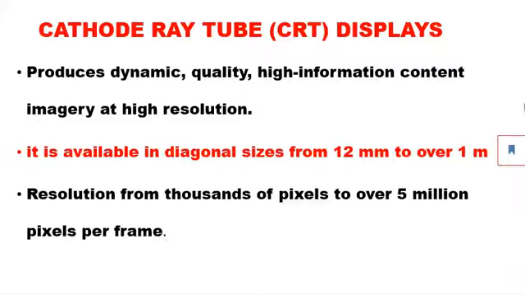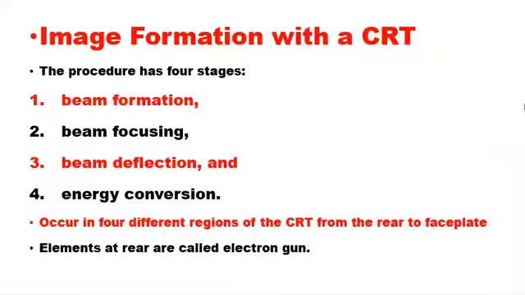And of course this cathode ray tube is available with different screen sizes, with diagonal size ranging from 12 mm to 1 meter or even above that. And of course they have resolutions ranging from thousands of pixels to more than 5 million pixels per single frame.